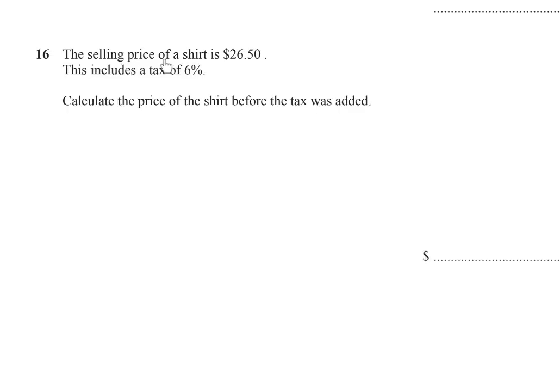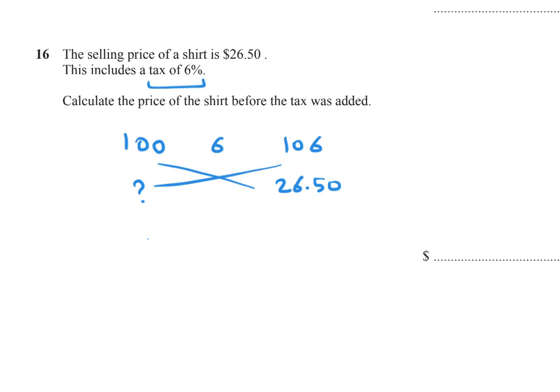16. The selling price of a shirt is $26.50. This includes a tax of 6%. Calculate the price of the shirt before the tax was added. So tax 6%, this means 100, then add 6, so 106. The price including the tax is 26.50. Now we need to find the price before the tax. So 26.50 times 100 divided by 106 equals $25.